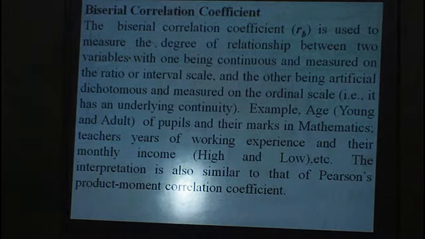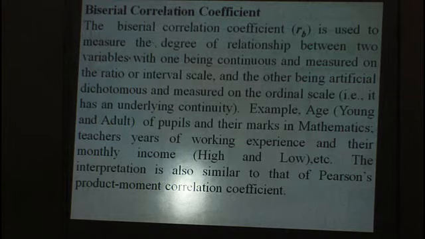Now let's move on to the biserial correlation coefficient. This one deals with the case where we want to determine the relationship between two variables, of which one is continuous and the other is of artificial dichotomy. When I say artificial dichotomy, it's artificial. It is not of two categories, but by your own credentials, you divide it into two.